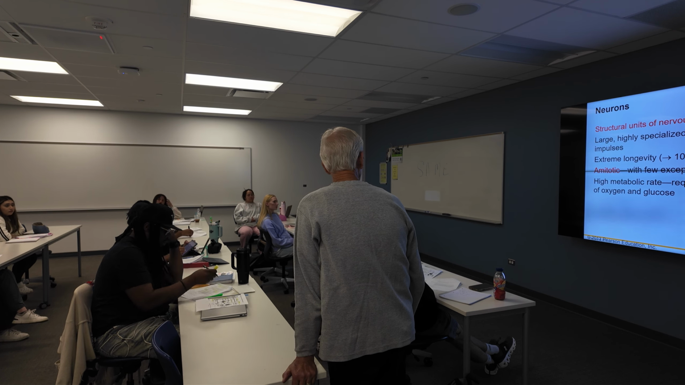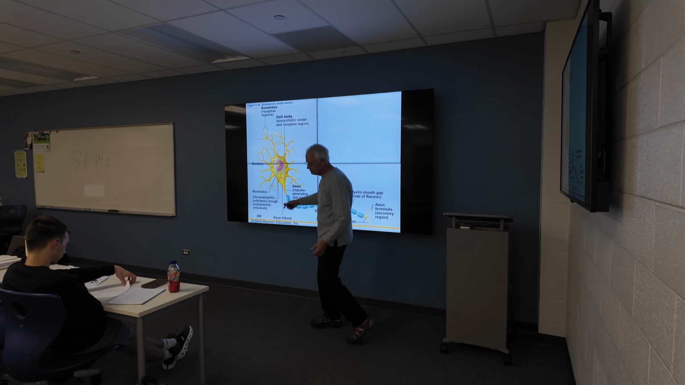Oxygen and glucose. All have a cell body and one or more processes. All have a cell body. Okay, dendrite, cell body, axon. Hey, that's what it looks like.